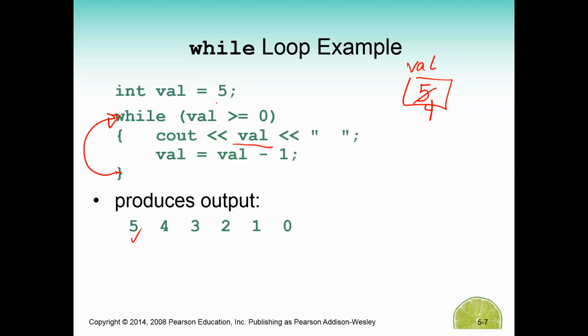Now we're comparing: is 4 greater than or equal to 0? It is. So back inside, we display val, which is a 4. And here it is. And then we decrease the value. Now we have a 3. And we go back. Is 3 greater than or equal to 0? It is. So we display the 3 and we decrease. Now we have a 2.